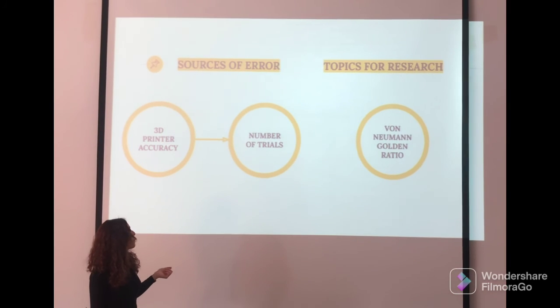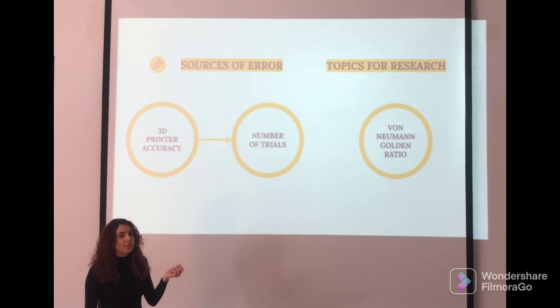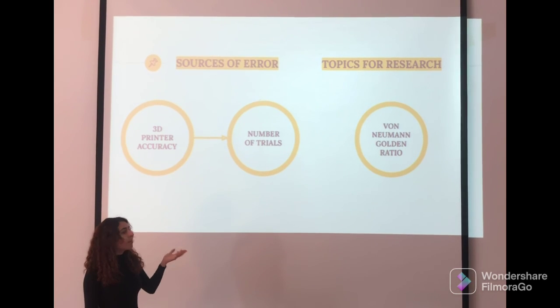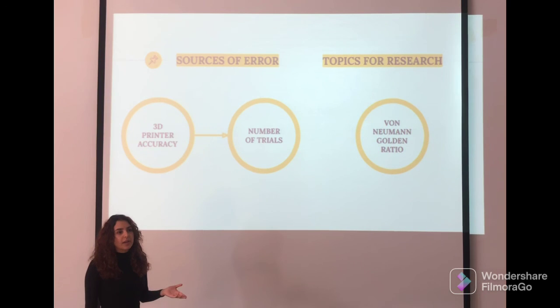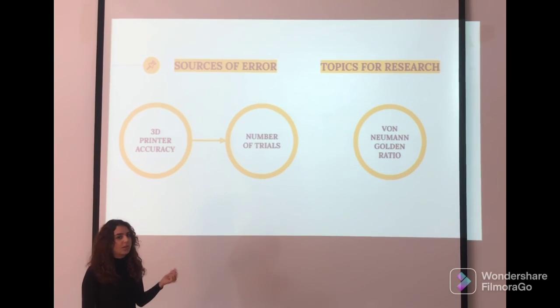the arc model. Some sources of error for our experiment are the 3D printer's accuracy, the 3D printer that printed the dice, and the number of trials. Even though we did 500 trials, which is a lot, we expected better results with a much larger number of trials.